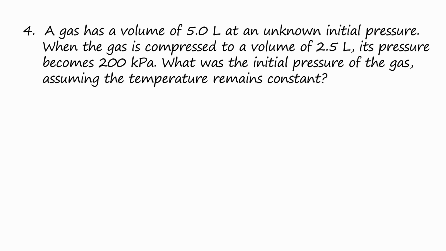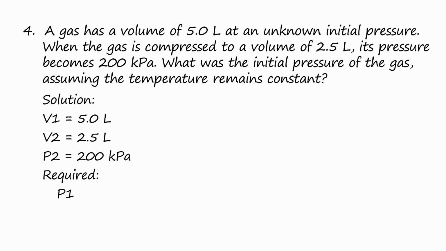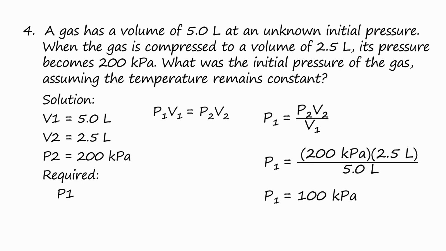Problem 4. A gas has a volume of 5 liters at an unknown initial pressure, and when compressed to 2.5 liters, its pressure becomes 200 kilopascals. What was the initial pressure? Solution: using Boyle's law, P1 equals P2 times V2 divided by V1. Substituting the values gives 200 times 2.5 divided by 5, which equals 100 kilopascals.